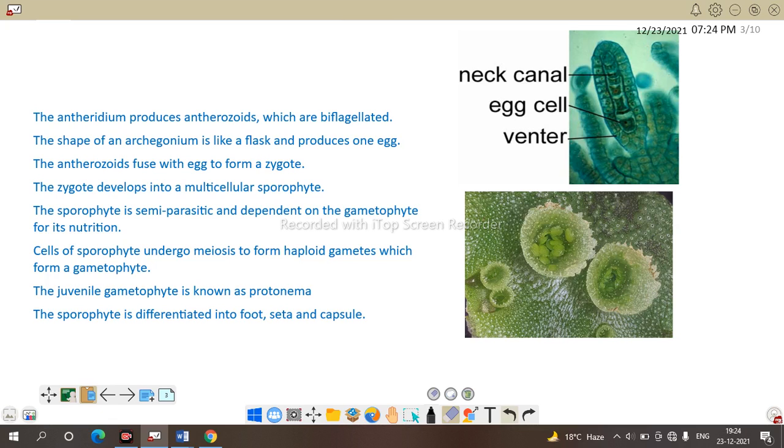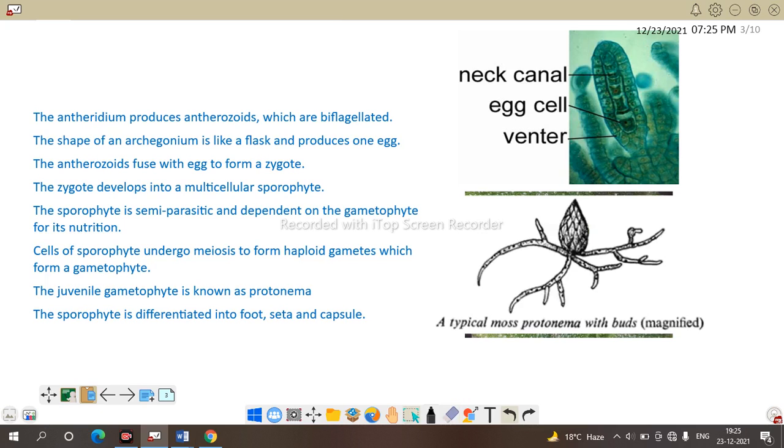The zygote develops into a multicellular sporophyte. The sporophyte is a semi-parasite and depends upon the gametophyte for its nutrition. Cells of the sporophyte undergo meiosis to form haploid spores, which form a gametophyte. The juvenile gametophyte is known as protonema. Here is the protonema of moss, and the sporophyte is differentiated into foot, seta and capsule.